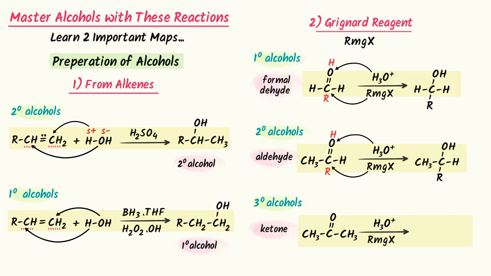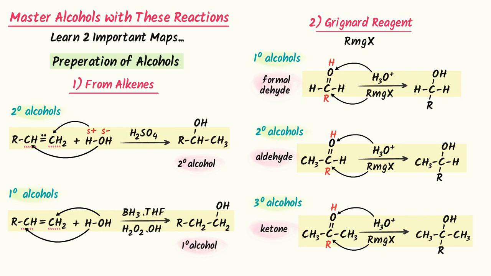We already learned that RMgX provides alkyl R to this carbon having double bond, while hydronium ion provides hydrogen to this oxygen. As a result, we get 3 degree alcohol, where R is bonded to this carbon and hydrogen is bonded to this oxygen. Thus, we learn that using Grignard reagent, we can easily prepare 1 degree, 2 degree, and 3 degree alcohols.